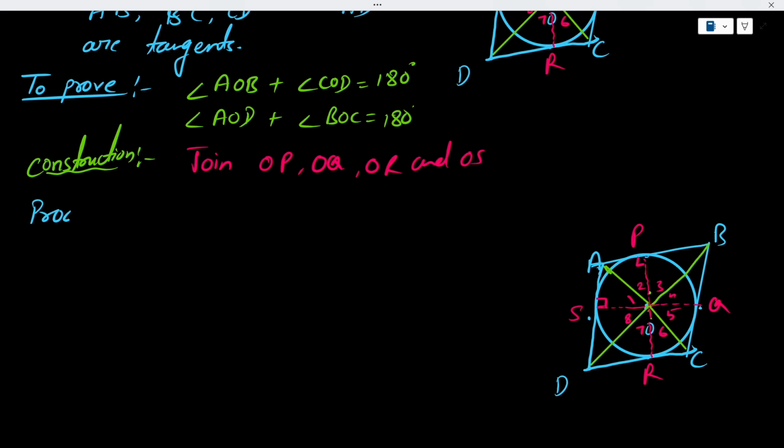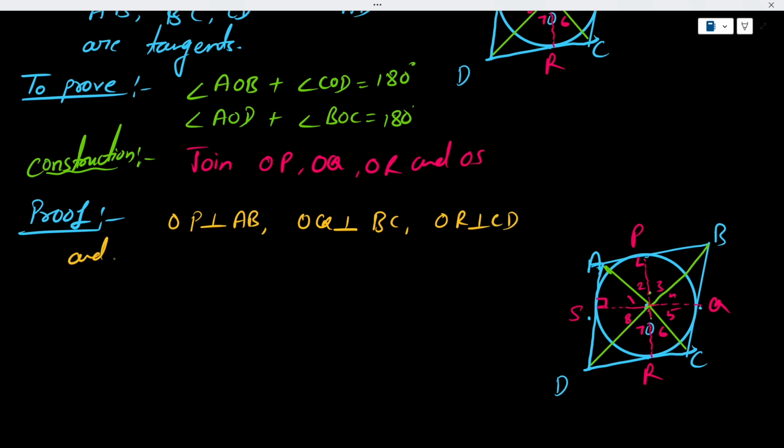So take here again as proof. What will we take first here? First, we need to mention why it is 90 degree. So you will write down here, OP is perpendicular to AB, OQ is perpendicular to BC, OR is perpendicular to CD and OS is perpendicular to AD, to show that this is a 90-degree angle, right?